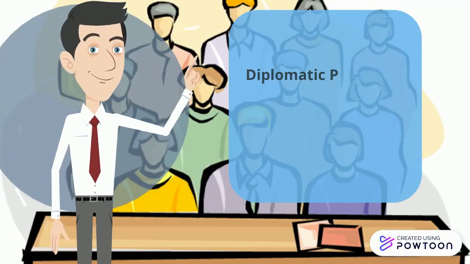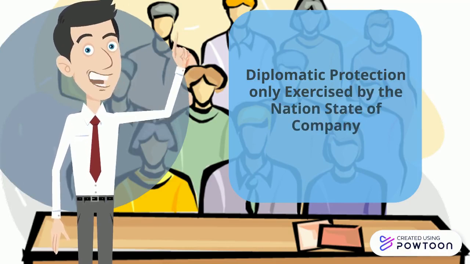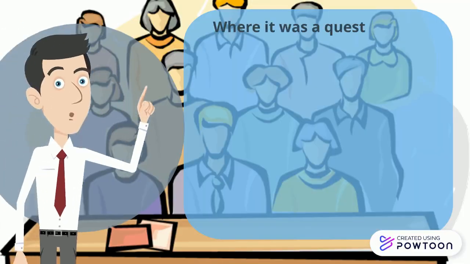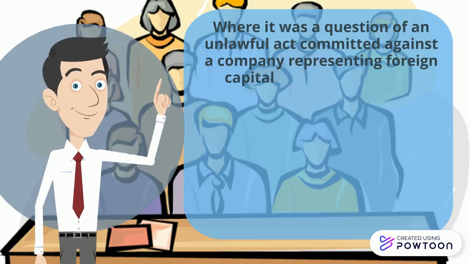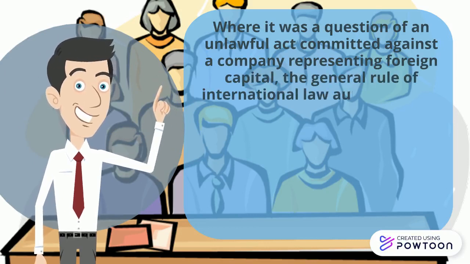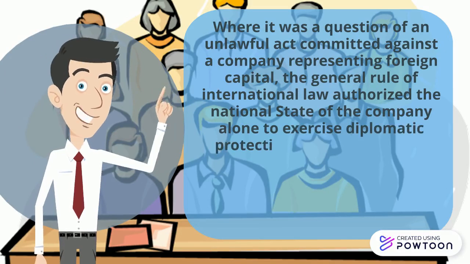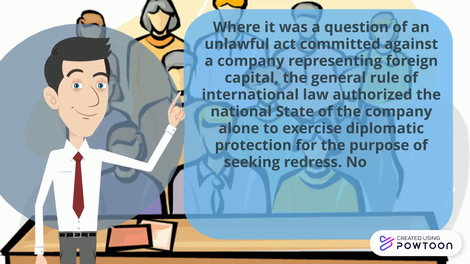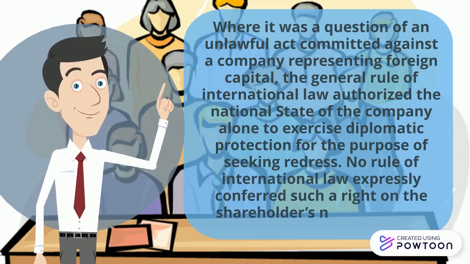If we follow this line of thought from the second principle to the third, it would aptly explain how diplomatic protection then is only ever exercised by the nation state of the company. So, when it comes to unlawful acts committed against a company representing foreign capital, international law authorizes, as a general rule, the nation state of the company alone to exercise diplomatic protection for the purpose of seeking redress. In fact, no rule of international law expressly conferred such a right on the shareholders' national state.